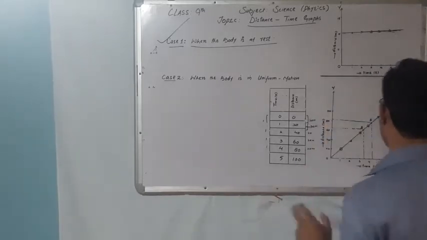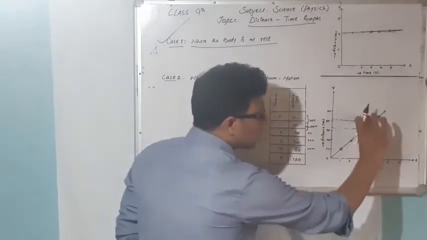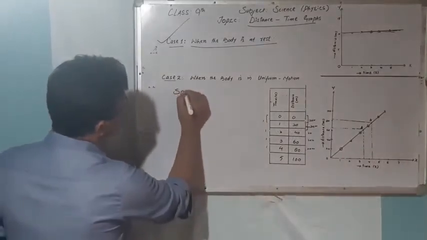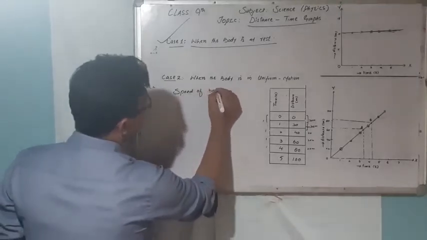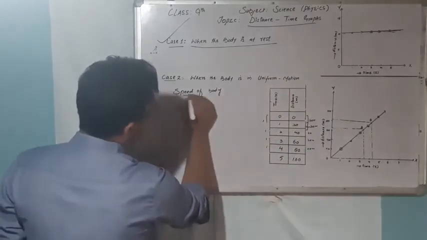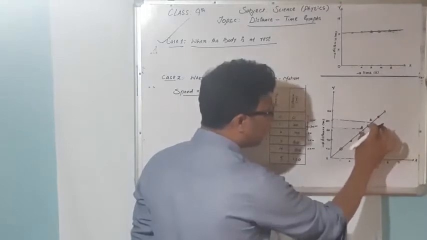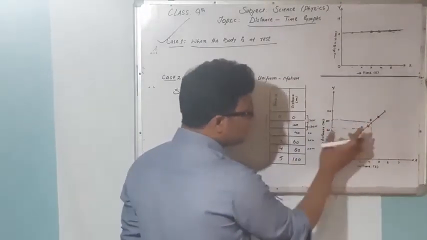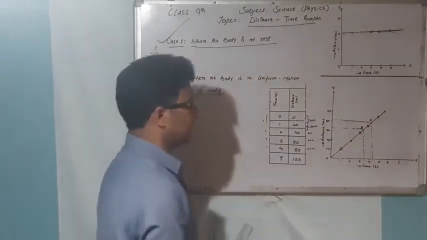Yes, see, I told you we can find the speed of a body from this distance time graph when a body is moving in uniform motion. Let us take a small portion AB of this distance time graph. From both points, A and B, draw lines perpendicular to both the x-axis and the time axis.